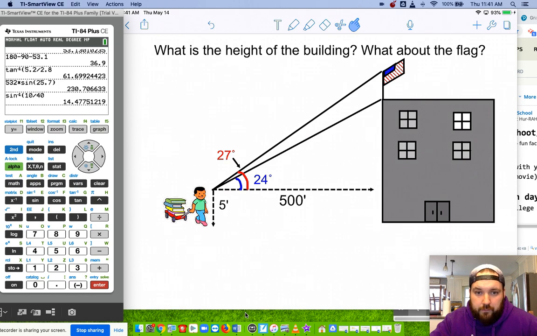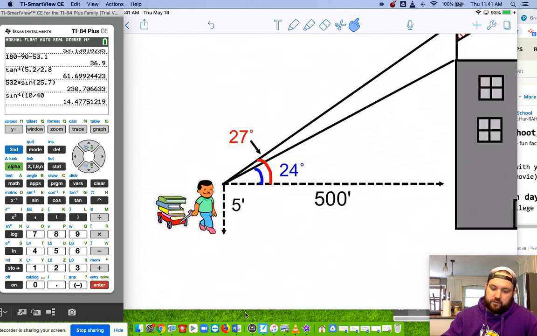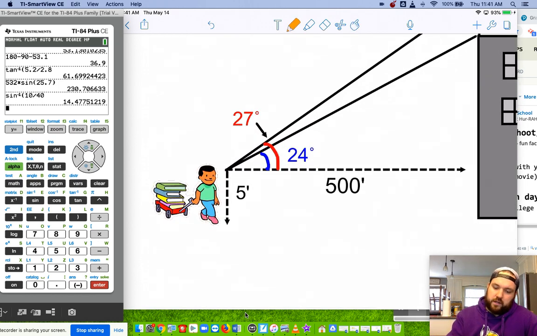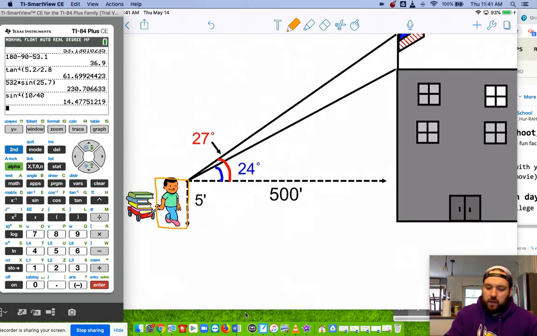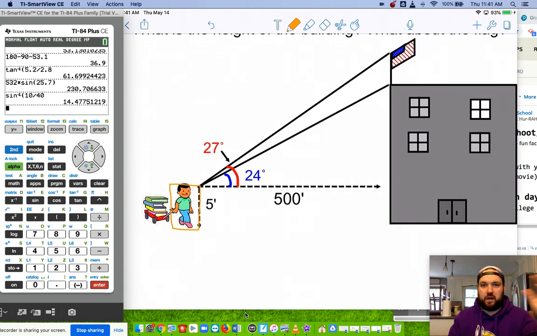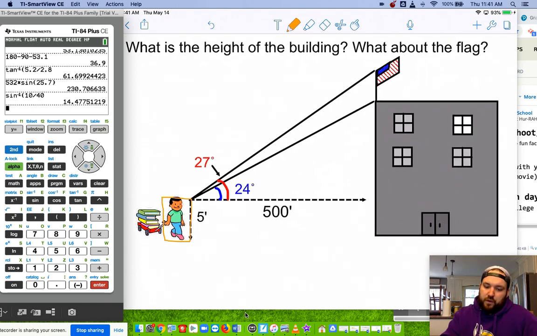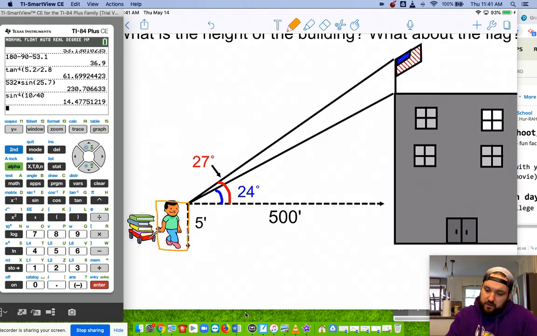So there's a couple different things going on here. It seems that our young person is 5 feet tall. Notice that 5 feet is not part of the bigger triangle. So what that means is that we're going to have to add 5 to whatever answer we get. So if I want to figure out the height of the building, the height of the building is this right here.